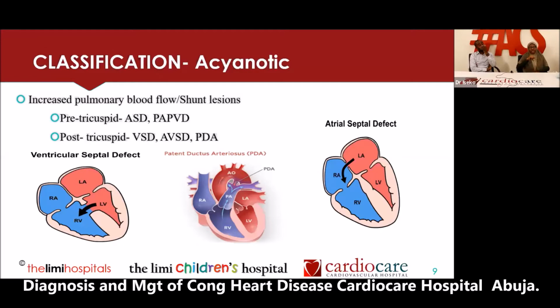The main reason for this classification is the fact that the pre-tricuspid lesions are likely to give you right atrial and right ventricular hypertrophy, as compared to the post-tricuspid lesions that are likely to give you left atrial and left ventricular hypertrophy. Okay. So are there ways to clinically distinguish between these subtypes? Clinically, they are all acyanotic congenital heart disease.